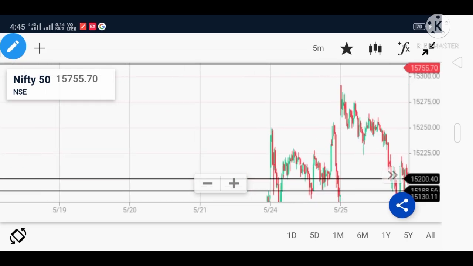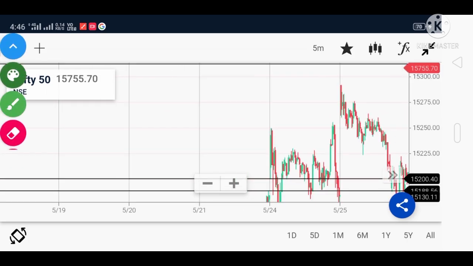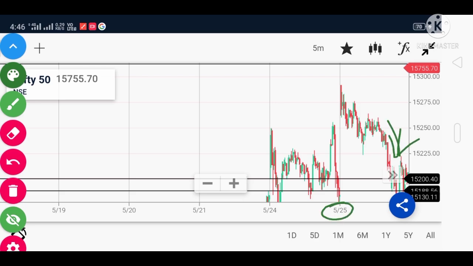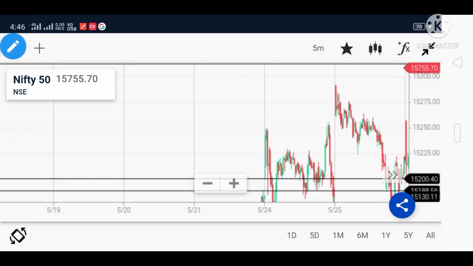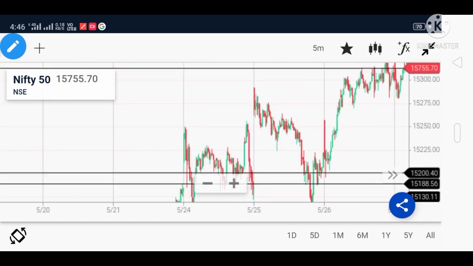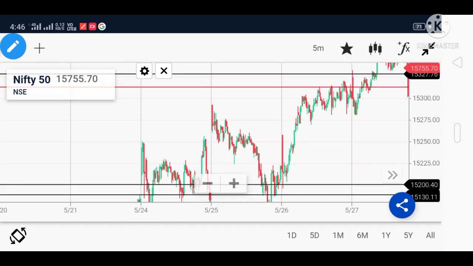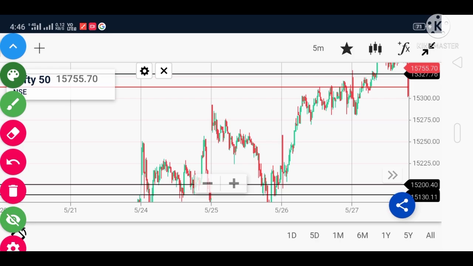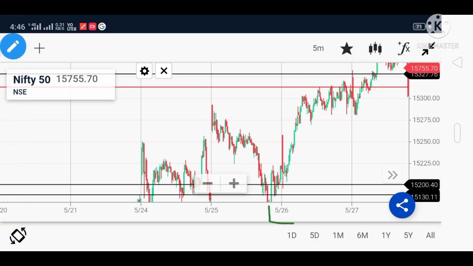Let's zoom in a bit. 26 market, traders. 25 closed here at this point, and today is 26. Let's see the levels on 26. Can you see, traders? So this is 26 to 27. How did the levels perform, traders?